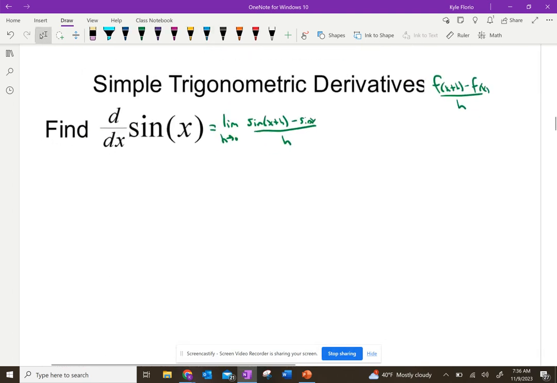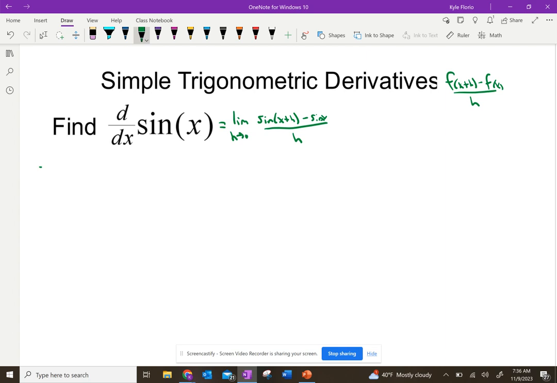So we have the limit as h goes to 0 of sine x cosine h plus cosine x sine h.